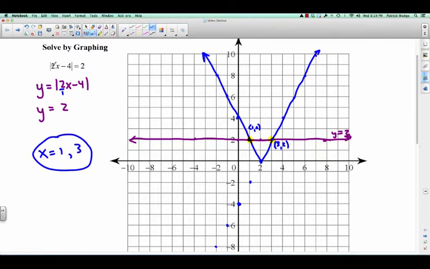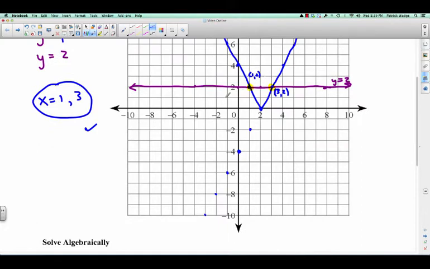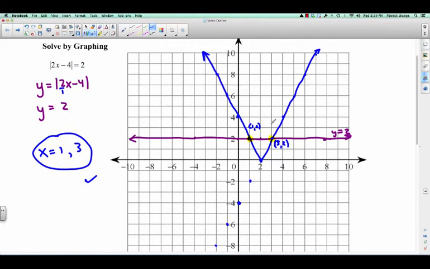Let's try putting 3 in here. 2 times 3 is 6, take away 4 is 2, and the absolute value of positive 2 is still positive 2. Both of these work. It's good. Alright, as I said, that took a little bit of time, but maybe it'll help you see why you often get 2 answers.